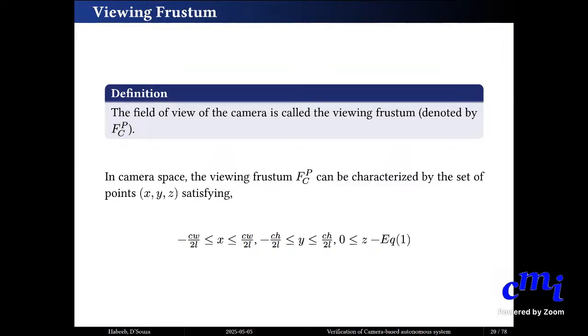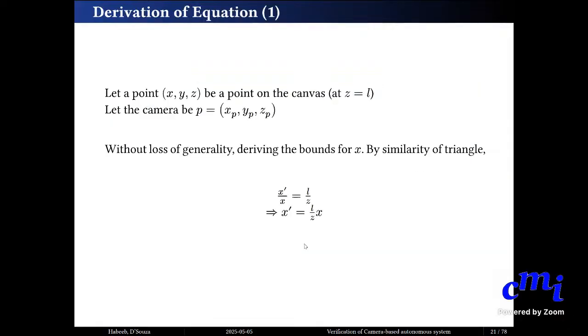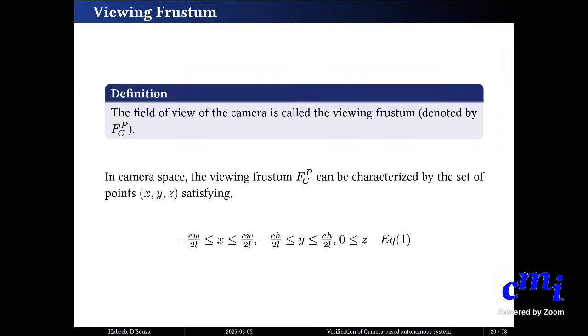Now, in the camera space, the viewing frustum can be characterized by the set of points satisfying this constraint. This has significant meaning because my canvas is parallel to the XY plane, and the top left of that canvas is minus CW by 2L, and the other extreme equals CW by 2L. I'll be deriving this. So this is the derivation of equation 1.